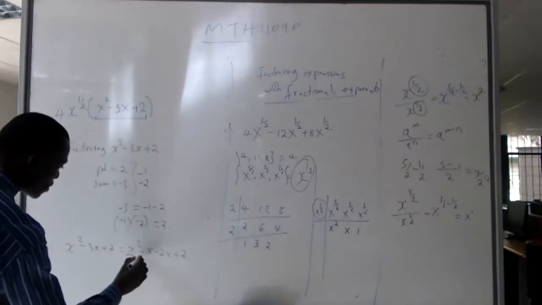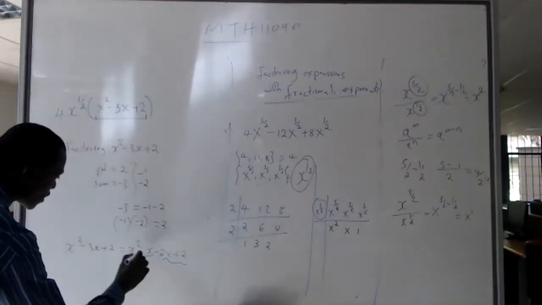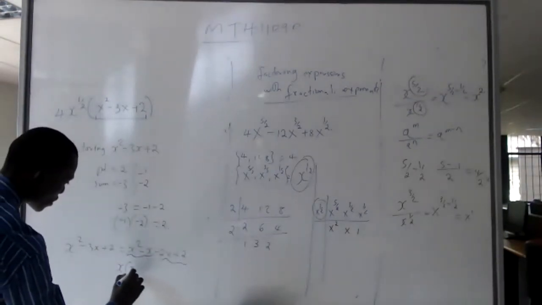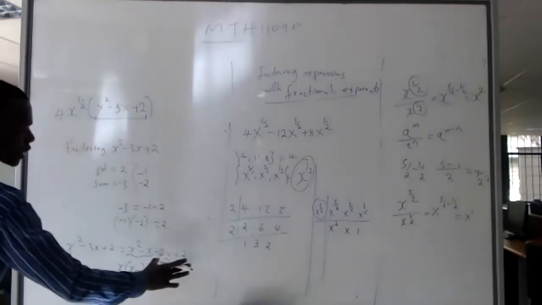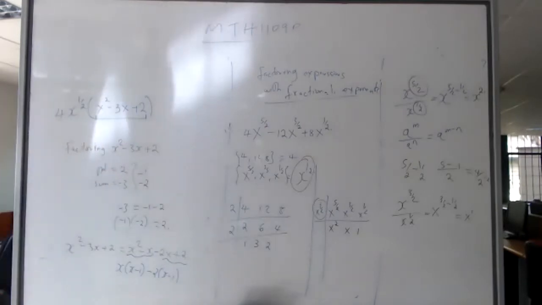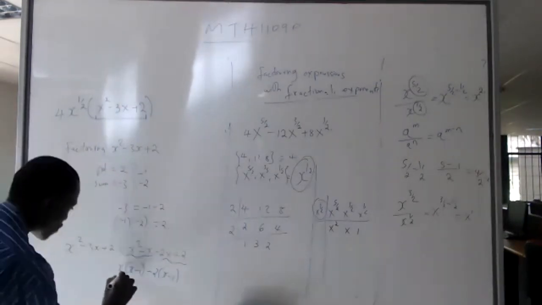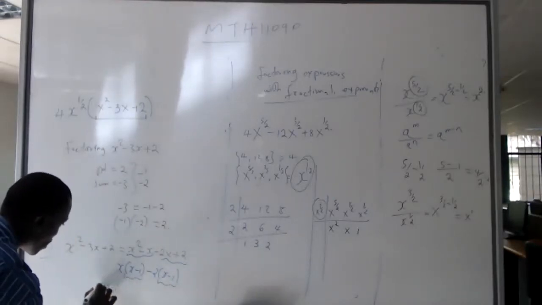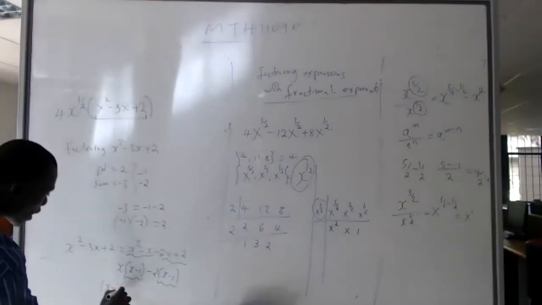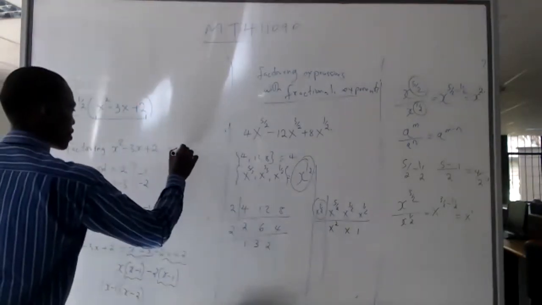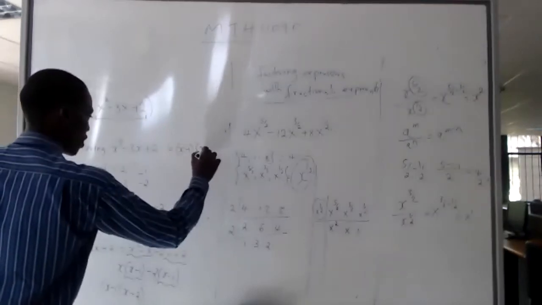Then now group the terms. In the first group, the common factor is x, so we have x into x minus 1, minus the second group, where the common factor is 2, so this is 2 into x minus 1. Then here you can factor out x minus 1 because it's common. So we have x minus 1 in the first group, x minus 2 in the second group. So we have factored x squared minus 3x plus 2 as x minus 1 times x minus 2.